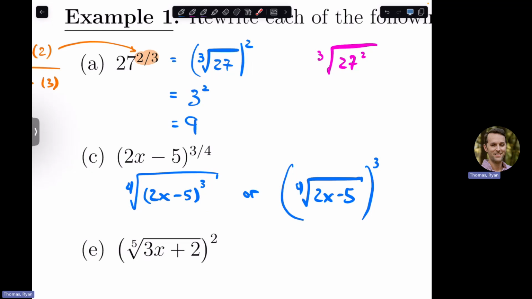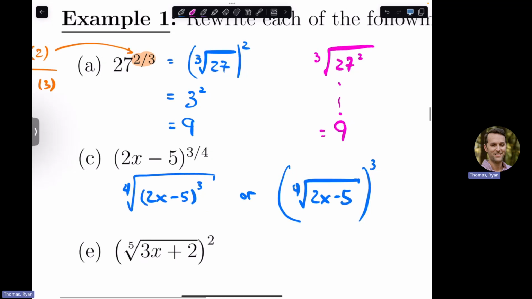But sometimes it may make our lives a little bit easier to do it in one order than the other, but they are the same, right? Whatever this is, it would still be 9. And that's the only difference in these two things. This is saying cube first and then take the root. This is saying take the root first and then cube, right? But again, they get you to the same place.